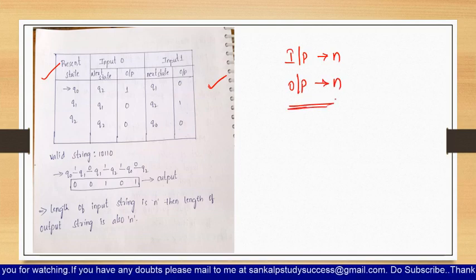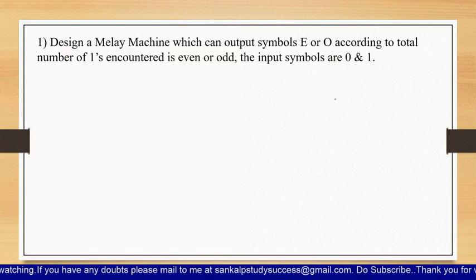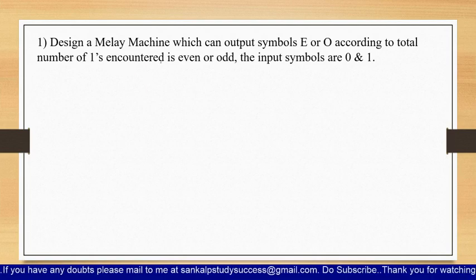In this way, we are going to specify the Mealy machine. Now, let us solve a problem related to Mealy machine. Here, design a Mealy machine which can output symbols E or O. That means even or odd, according to the total number of ones encountered being even or odd.